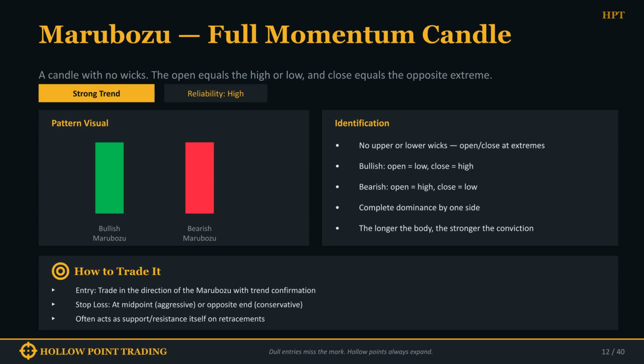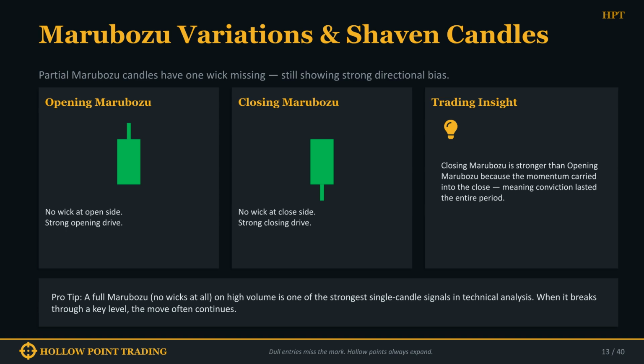The Marubozu is a strong trend candle with no wicks, meaning the open or close are at the extreme high or low. The longer the body, the stronger the conviction. They often act as support or resistance on retracements. Marubozu variations like the opening and closing Marubozu have one wick missing, still indicating a strong directional bias. A closing Marubozu is generally considered stronger because momentum carried right into the close.